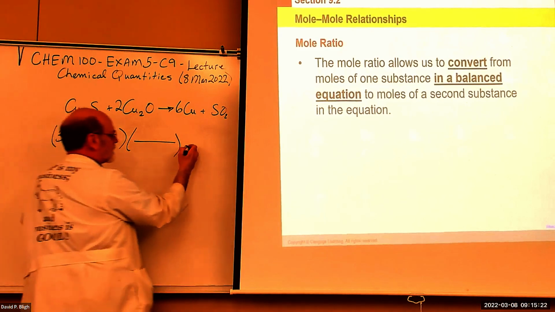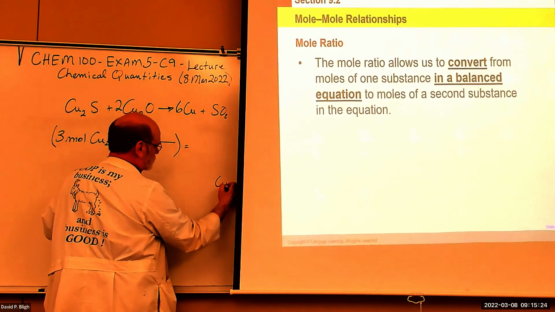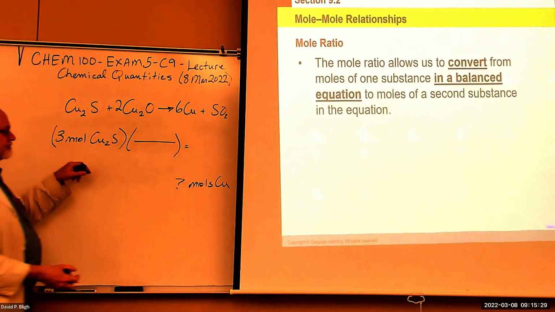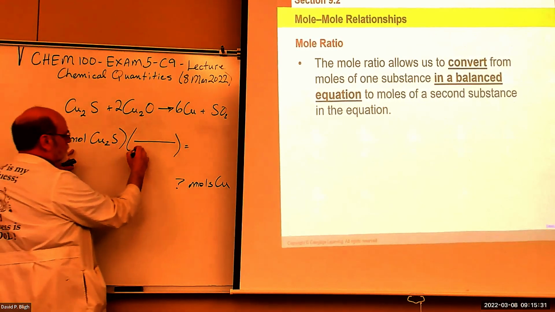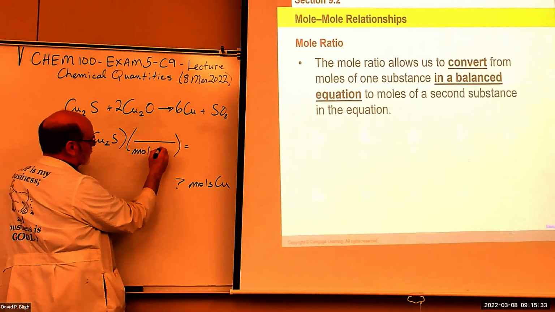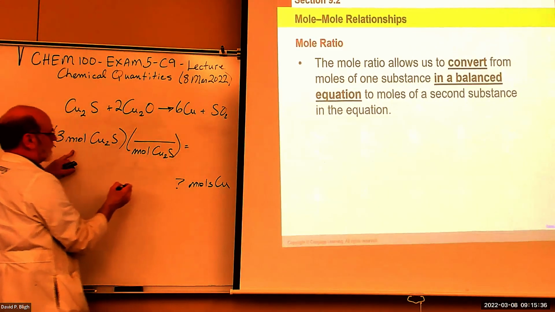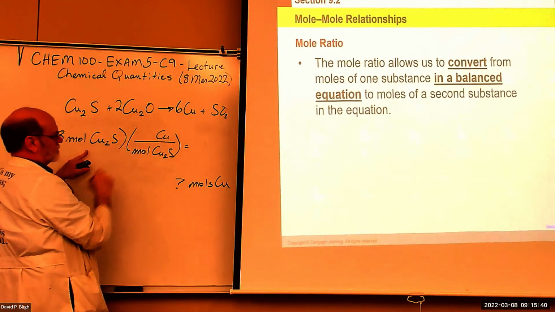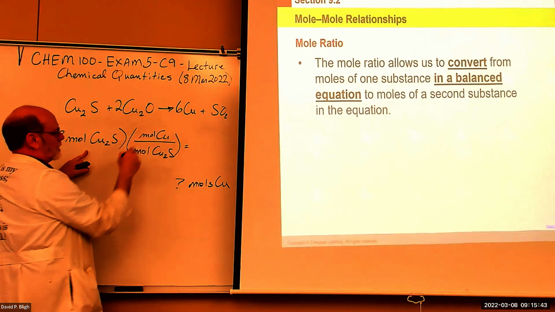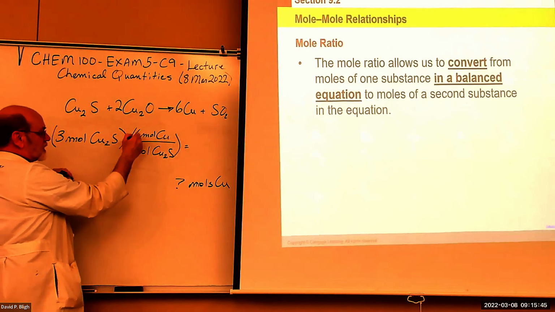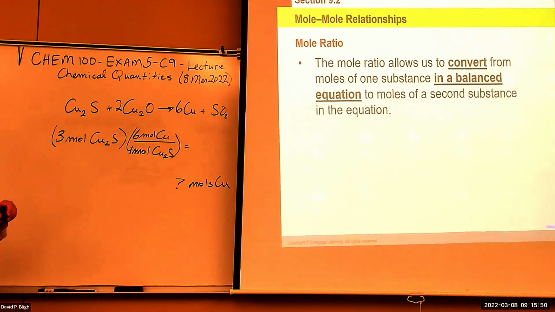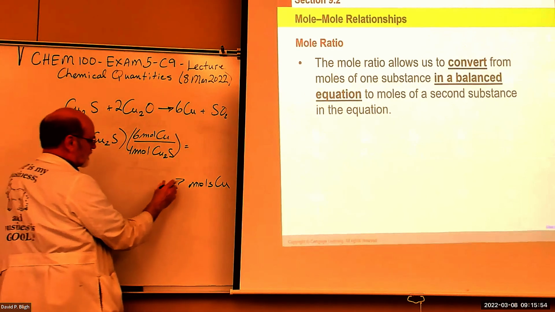We need a conversion factor to get where we're going, right? Moles of copper. We don't know yet. So we need some factor that will take moles of copper(I) sulfide and give us moles of copper. What's the ratio? 6 of these, 1 of those. That's the conversion factor. It's based upon the coefficients. So 3 times 6 is 18.